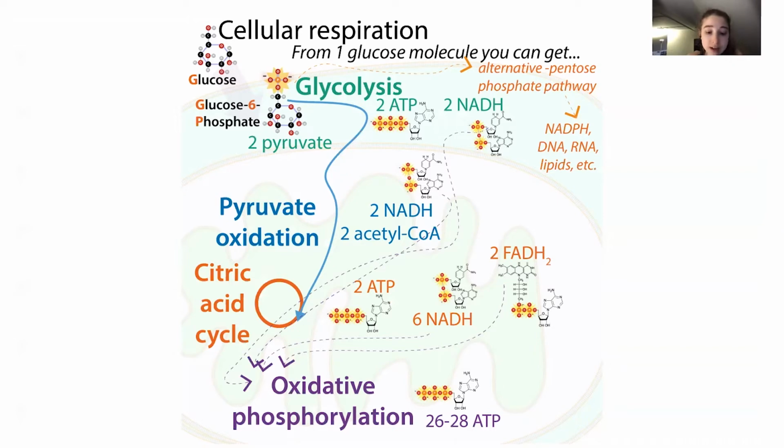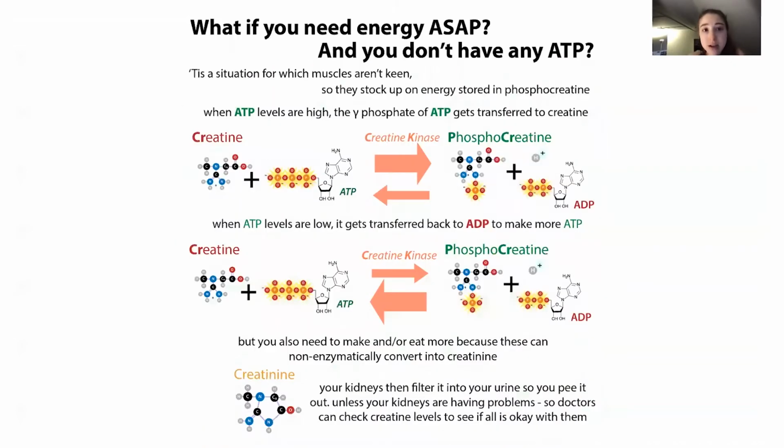And so you have this kind of conundrum in your muscles and some other cells, where basically you need ATP quickly and you don't want to wait for all that going on. But you still have that same problem where you don't want to have a ton of ATP just building up. And this is where phosphocreatine and creatine come in.